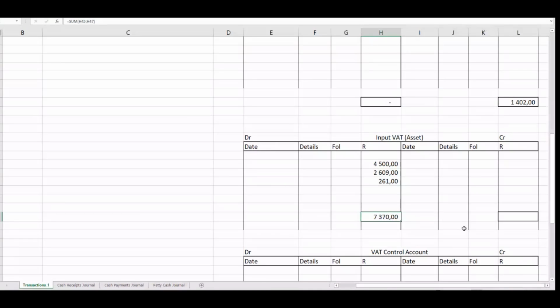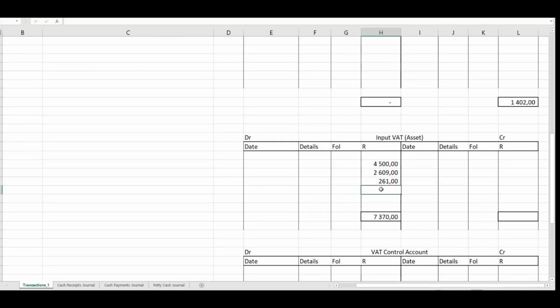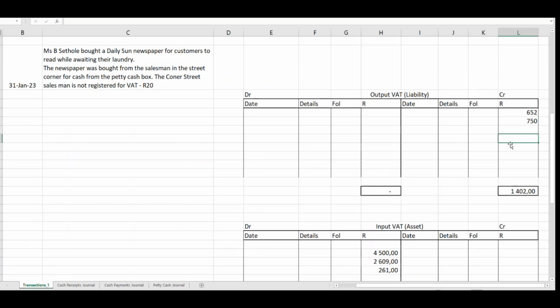of which that will be how much? It will be 7,370 minus 1,402. That will be 5,968. That will be what we owe SARS. I'm saying what we owe SARS because the VAT input is bigger than VAT output. VAT output is what we will claim back from SARS, and VAT input, sorry, it's the other way around. VAT output is what SARS will.